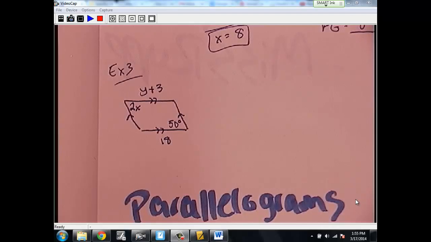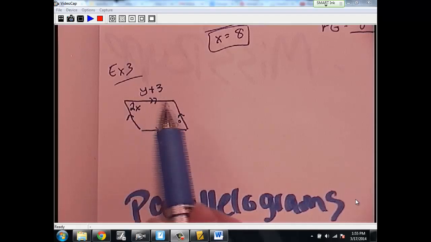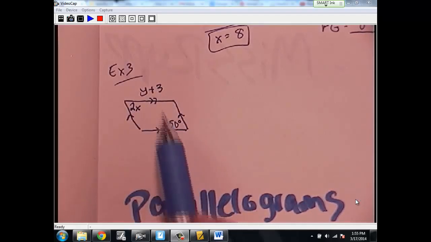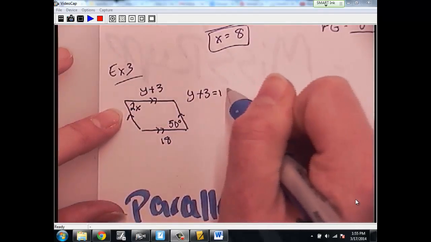So what do we know about y? This is referring to a side or an angle? A side. What do we know about sides? The opposite sides are congruent. They're equal to each other. So we say y plus 3 equals 18.